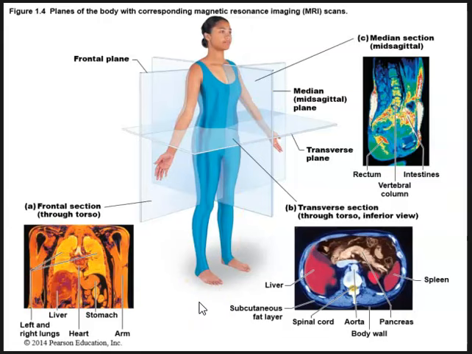So if we look at some of these imaging studies, we can see the different planes or the different cuts that are being performed. So for example, here we can see a frontal section. If we have a frontal section, we can actually see parts of, in this example, the torso. So we can see parts of the lungs, the heart, here's the liver. So that is within the frontal plane.